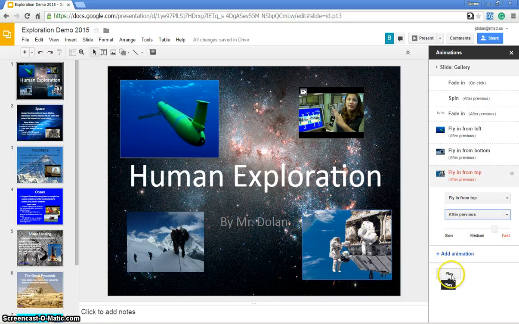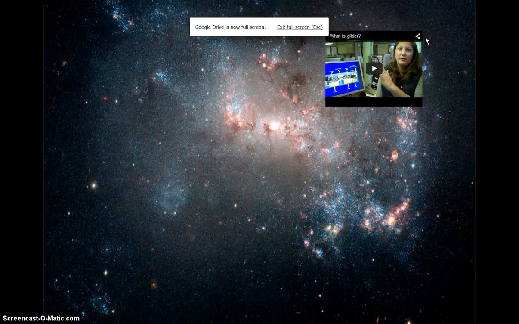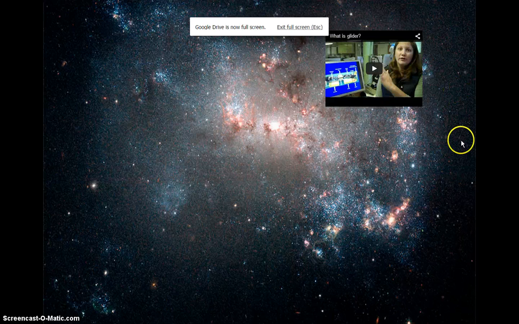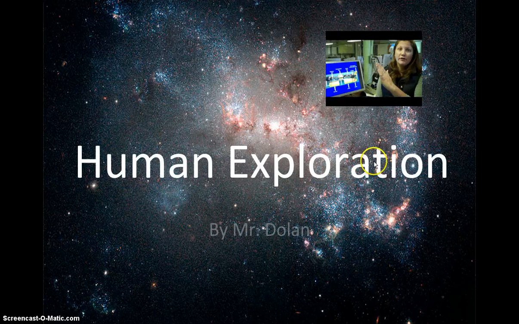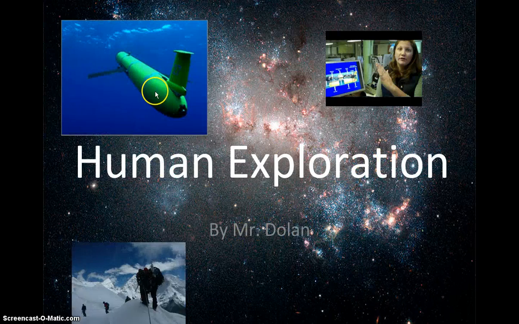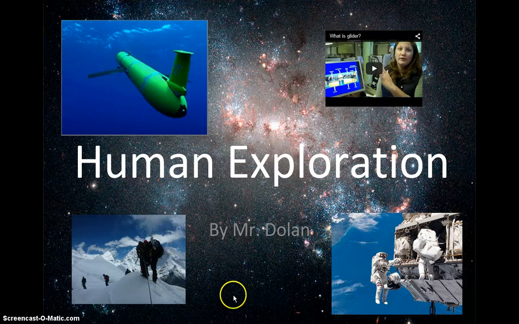So once again, I can click play down here to give myself a little preview, or go up to the top and go to present. So I think I'll go to present. Okay, so here's my title, spinning, my name was fading in, and my picture is appearing. And notice I didn't have to click because everything was set to after previous. So that's how you can do animation.